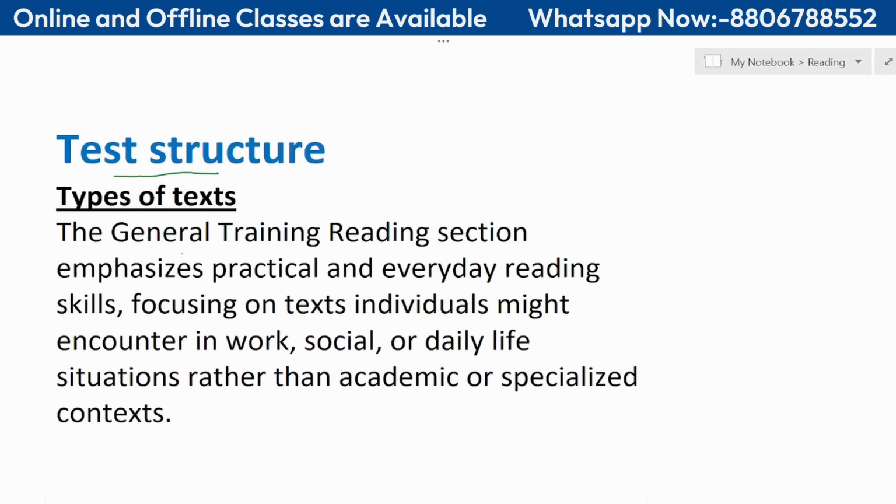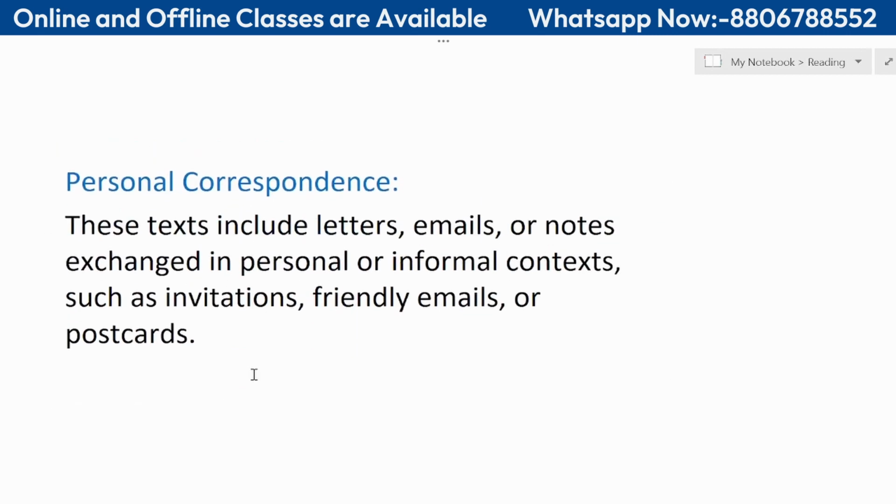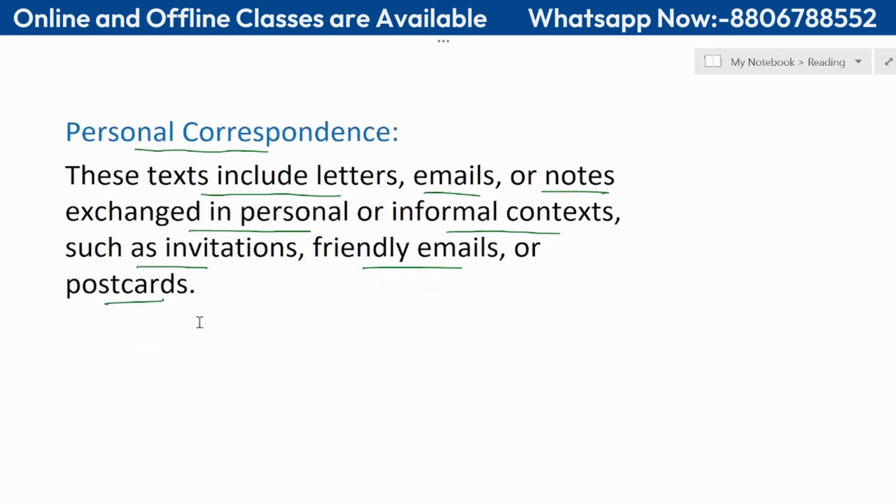The type of text. The general training reading section emphasizes practical and everyday reading skills, focusing on text individuals might encounter in work, social, or daily life situations rather than academic or specialized contexts. Now let us see what are the different types of texts. The first can be in relation to personal correspondence. These texts include letters, emails, or notes exchanged in personal or informal contexts such as invitations, friendly emails, or postcards. So this is in relation to personal correspondence.